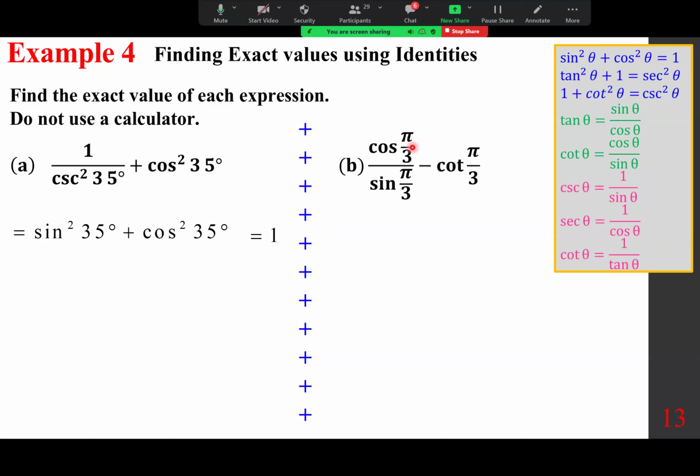Cosine to the power 3 over sine to the power 3, minus cotangent to the power 3. I hope you recognize this one, cosine over sine, as cotangent. Therefore, they cancel each other. We get 0.